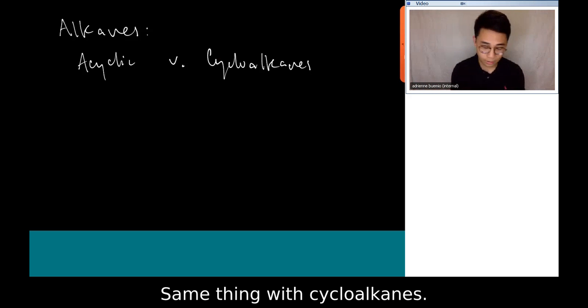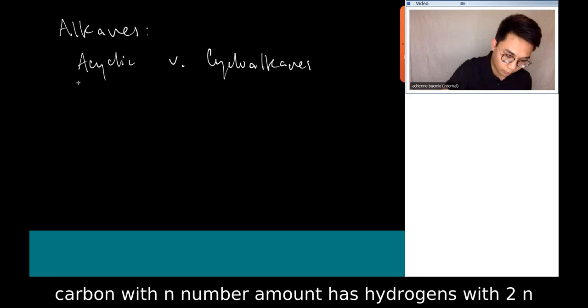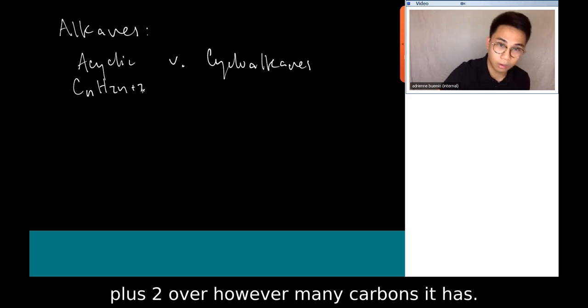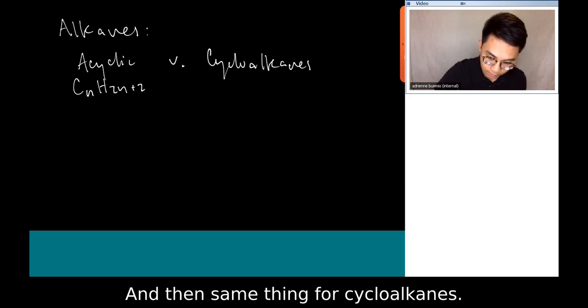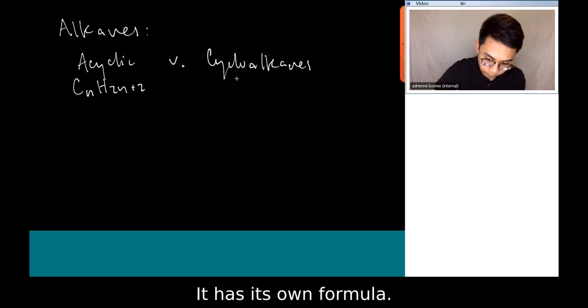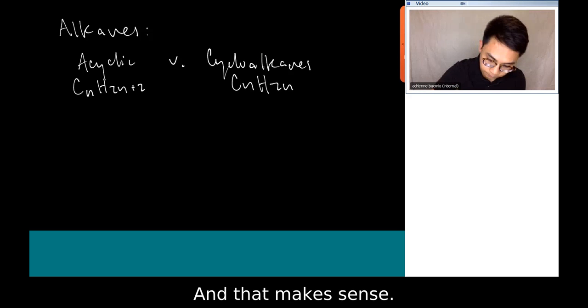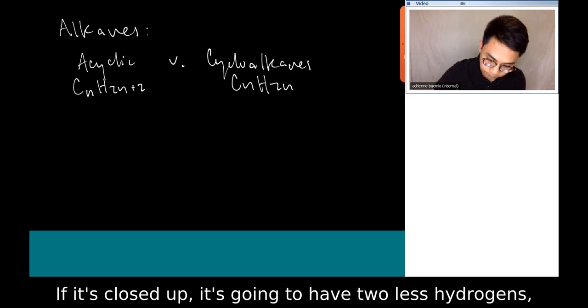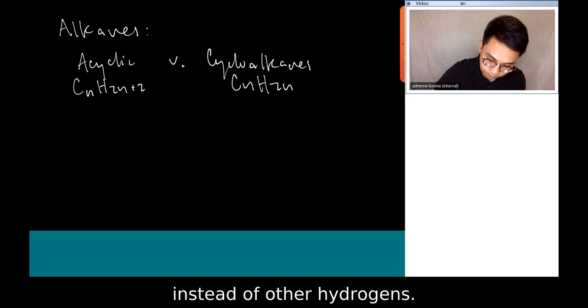So for acyclic alkanes, we can determine how many carbons, how many hydrogens. Same thing with cycloalkanes, right? With acyclic, we know the formula goes like this: carbon with n number amount has hydrogens with 2n plus 2 of however many carbons it has as acyclic, right? And then same thing for cycloalkanes, it has its own formula, and you guys can probably already guess it has two less, right? And that makes sense. If it's closed up, it's gonna have two less hydrogens, right? Because the carbon is bonded with carbon instead of other hydrogens, right?